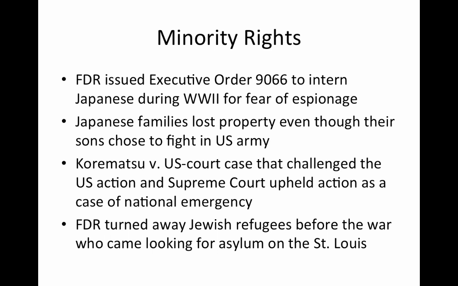So at the same time, while minority rights were beginning to be expanded, there was also vast violations of minority rights. And the best example of this was FDR's Executive Order 9066, which interned the Japanese during World War II over a fear of espionage. The internment of the Japanese led to Japanese families losing their property and never getting them back until in the 1980s, Ronald Reagan would apologize for what America had done and give reparations to the Japanese.